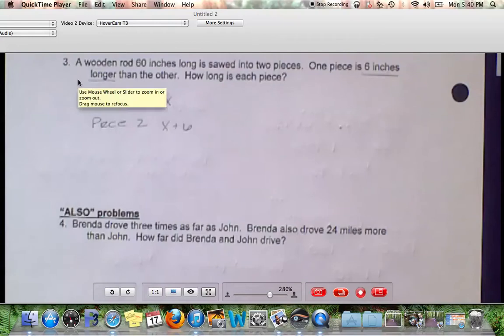Okay, we're going to start again at problem number 3. A wooden rod 60 inches long is sawed into two pieces. One piece is 6 inches longer than the other. How long is each piece?